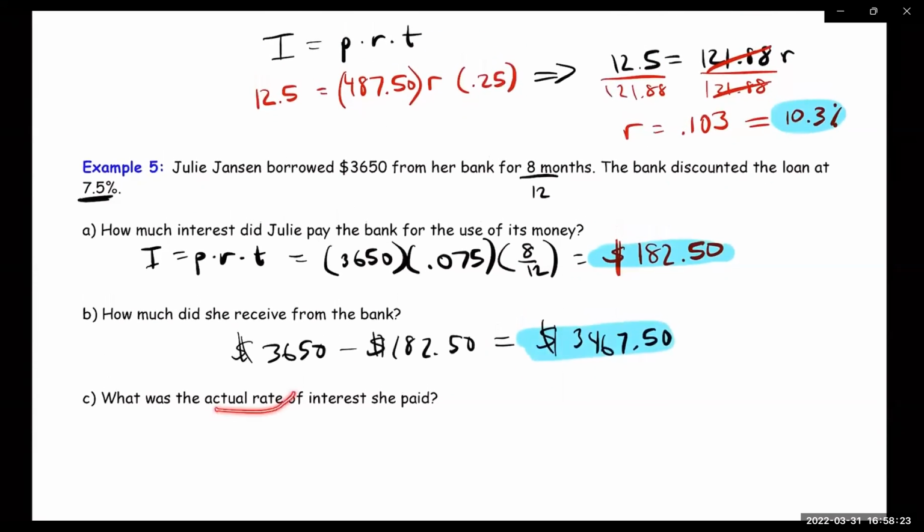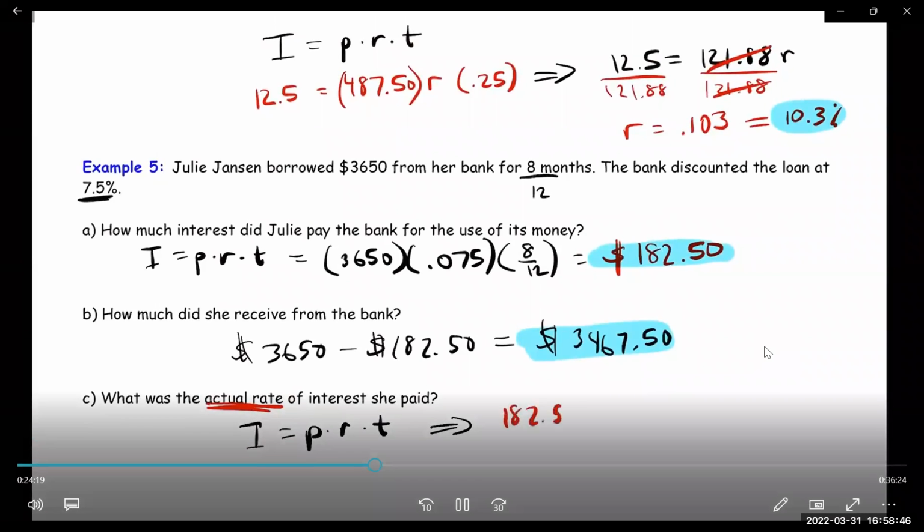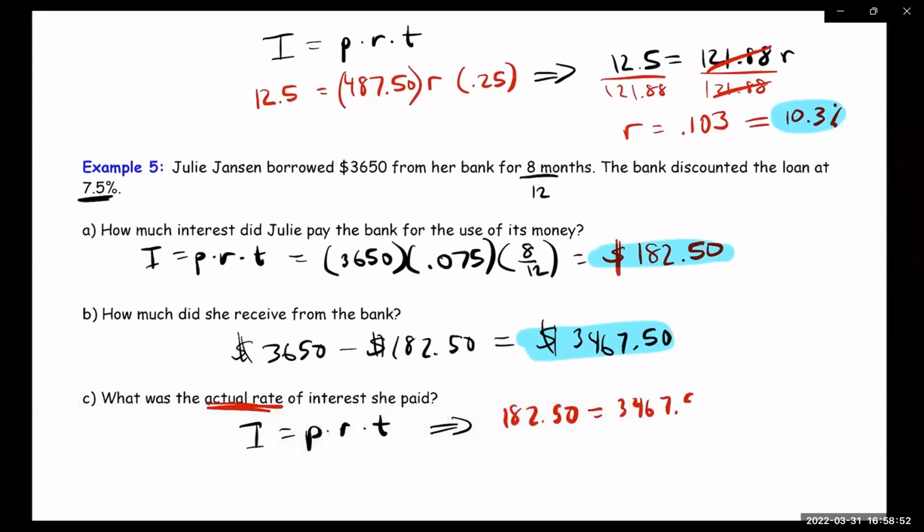What was the actual rate that she paid? So now we have to do IPRT again. When you see that word actual, that just means that it's really going to be higher than that. We already know the interest: $182.50. The principal was really $3,467.50. The interest rate is what we're looking for, and the time was 8 out of 12.